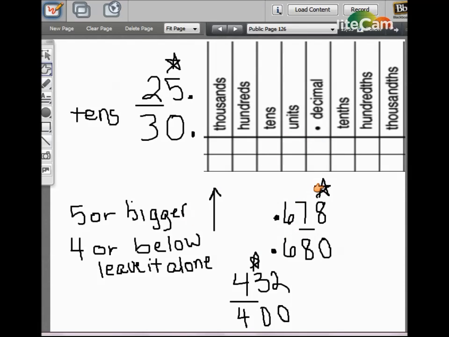So underline the number of the place you're rounding to, star the number after it. Look at that star of the show. If that's 5 or above, give that underlined number a shove up to the next number. Look at that star of the show. If that is 4 or below, you leave the underlined number alone. You don't do anything to it.